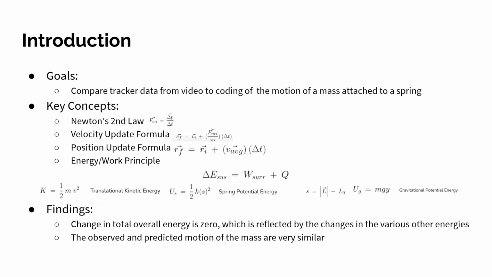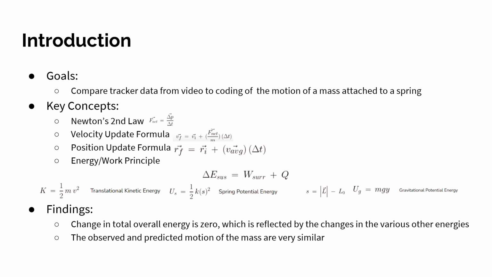Introduction. The goal of this lab was to compare tracker data from a video to coding of the motion of a mass attached to a spring. Key concepts include Newton's second law, the velocity update formula, position update formula, and the energy principle.